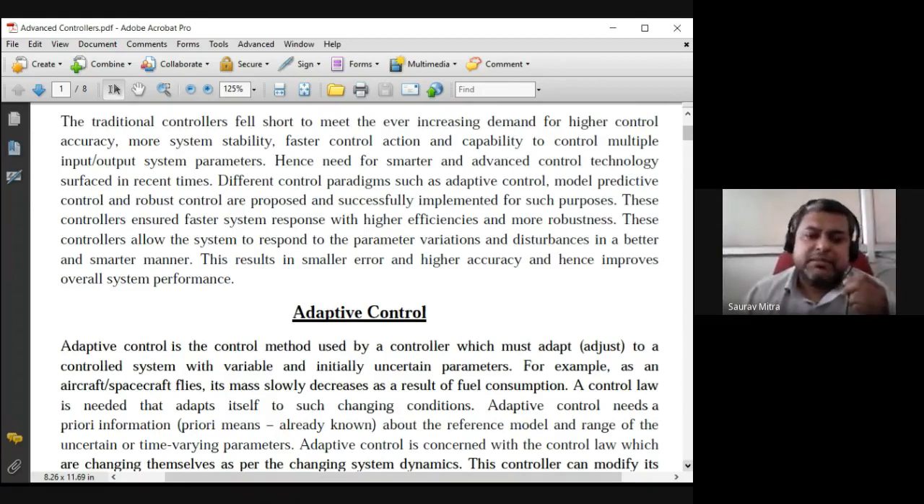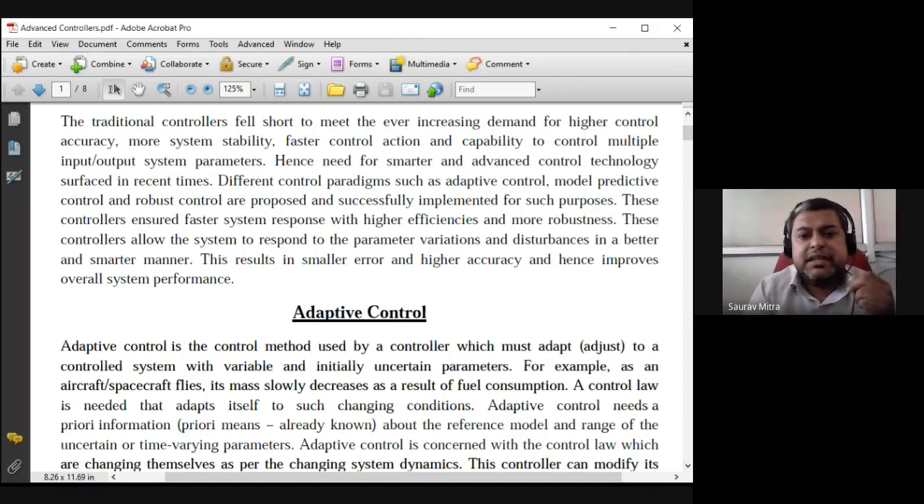For better system stability also we are using these advanced controllers, faster control action, capability of controlling multiple input output system parameters. This multiple input output system is called a robust system. This is one thing you can write down: what is meant by a robust system? A robust system is nothing but a multiple input output system, and how to control a robust system with high statistical dynamism, that also we will see in robust control.